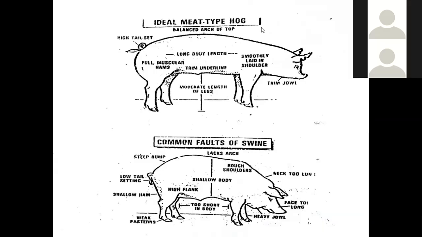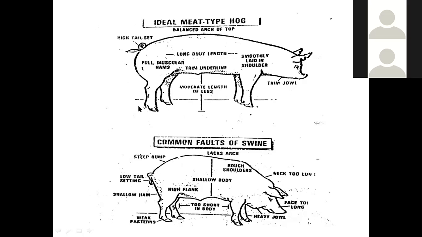So you can see here the most ideal animal and some faults. You can compare this, it is having a long body length, the shoulder and the loin region should be smooth. Jowl region should be trim, that is, should not be flabby; you can see here it is edgy. If the jowl region is very big, just hanging, it indicates it is more fatty. Then the back region, it should have a balanced arch or be straight. Here you can see it is not straight, it is lacking the arch.